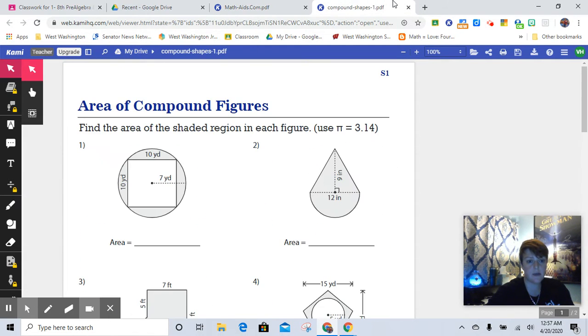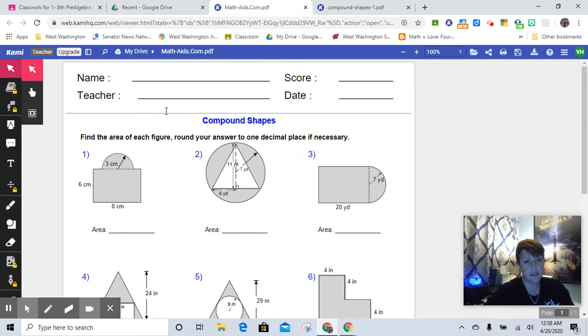Let's go ahead and get started with some of these examples. Find the area of the shaded region in each figure. Use pi equals 3.14. Over here, it doesn't say use pi as 3.14, but that's what you're going to do. And then your final answer, round it to 1 decimal place if necessary. That does not mean use pi equals 3.1, because that would be incredibly wrong.